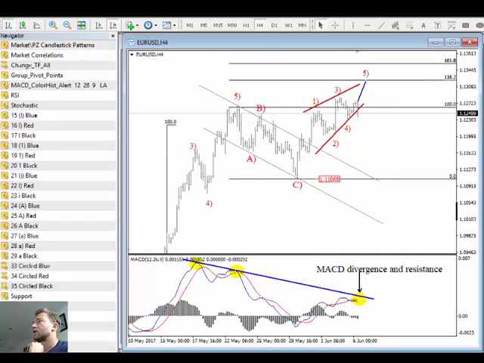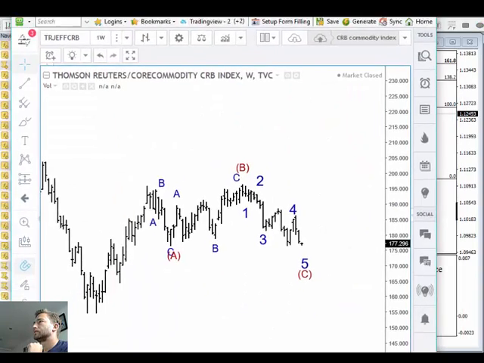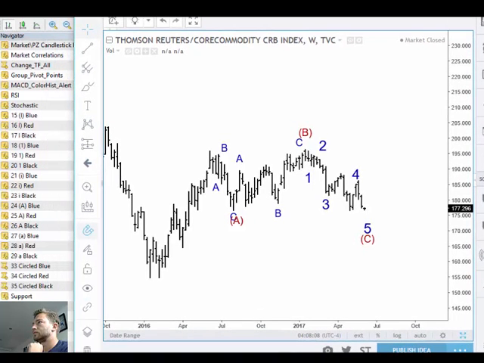Okay, the next thing I want to take a look at is 10-year US notes. Just give me a few seconds to show you what I'm looking at. So we are looking at 10-year US notes.